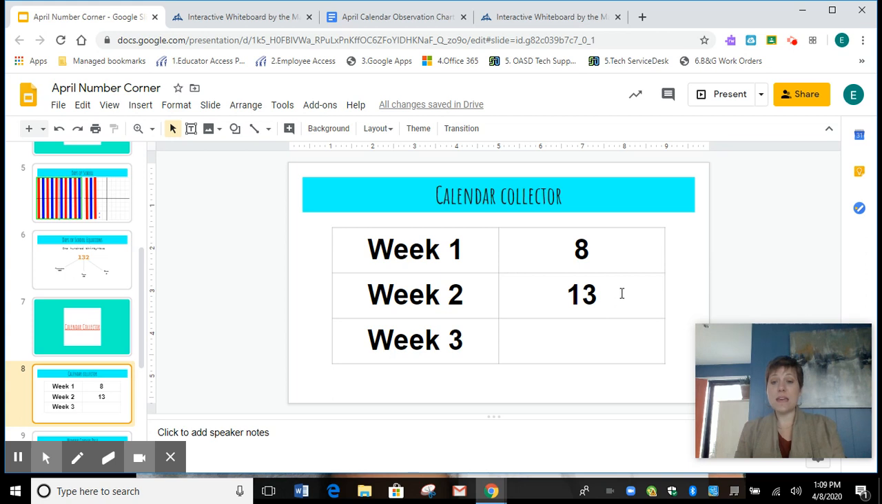I hear lots of you making predictions that are greater than 13, which makes a lot of sense because we collected 13 in a 4-day week. If we have 2 more days, that's 2 more chances to have extra popsicle sticks. So it would make sense that we probably are going to have a number greater than 13.